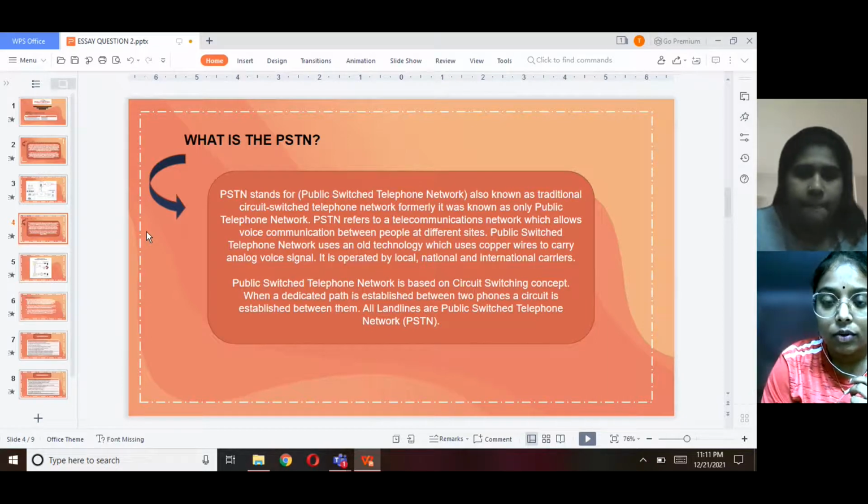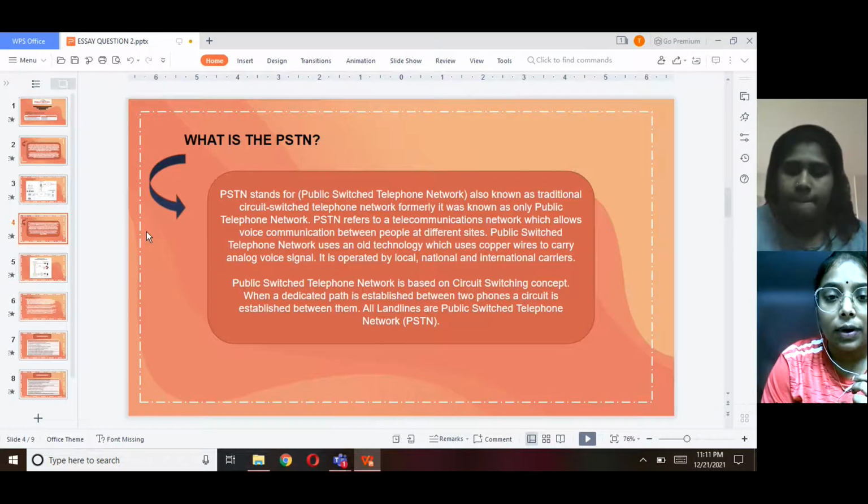The Public Switched Telephone Network is based on the circuit switching concept. When a dedicated path is established between two phones, a circuit is established between them. All these lines are the public switched telephone network, PSTN.